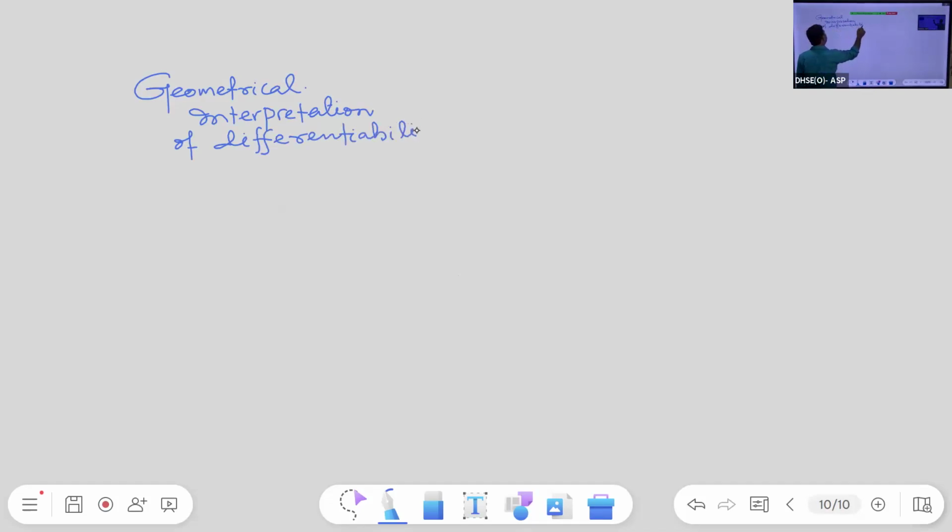Geometrical interpretation of differentiability.